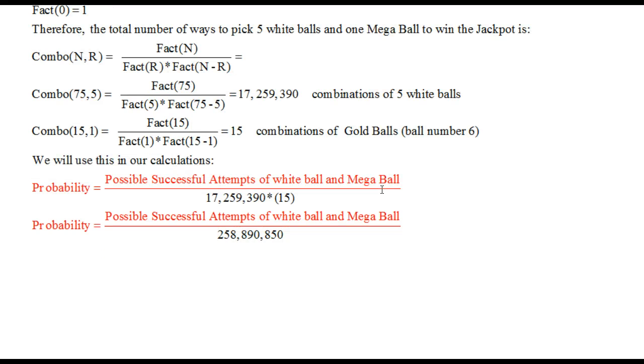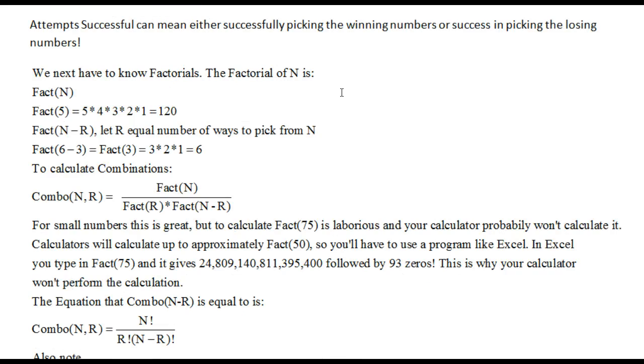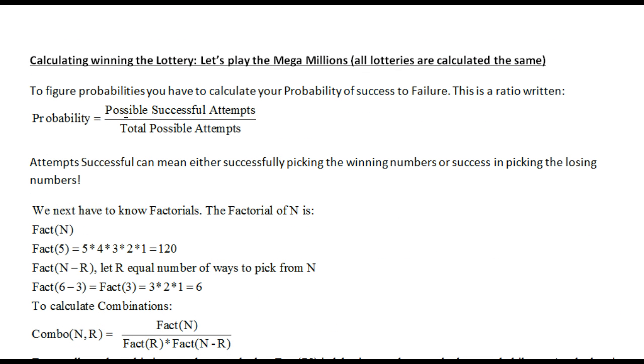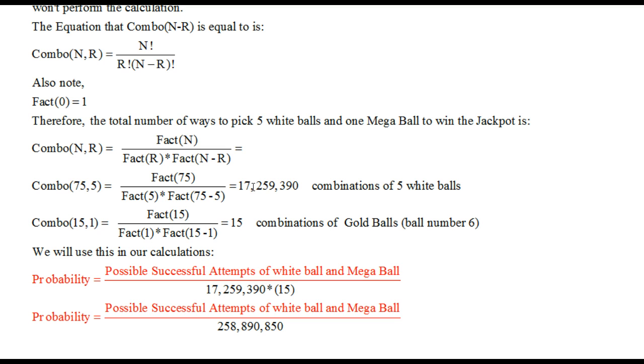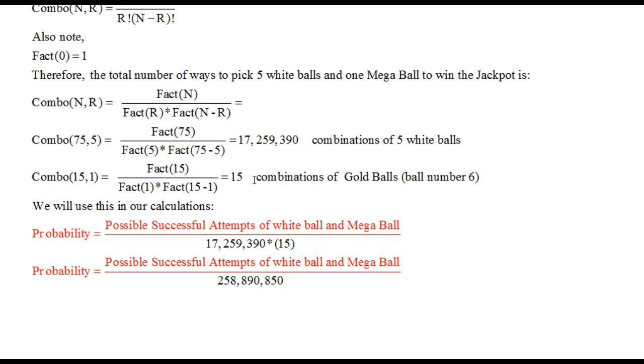So we're going to use this number in our equation. Our equation up here says possible successful attempts divided by the total possible attempts. Okay, so our total possible attempts are 17,259,390 times 15.